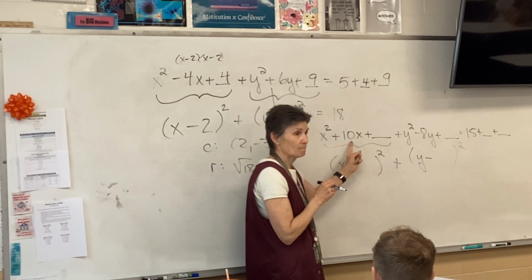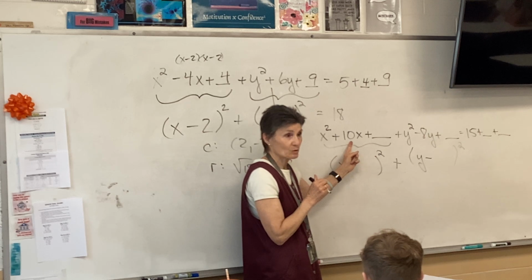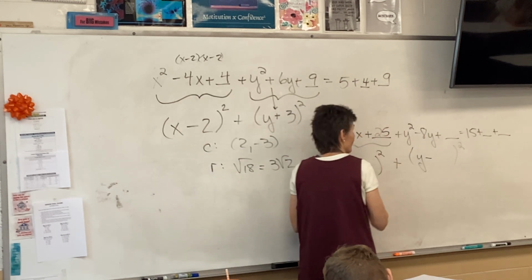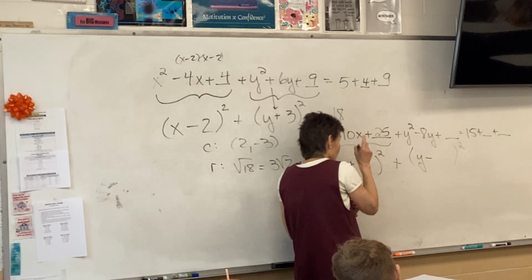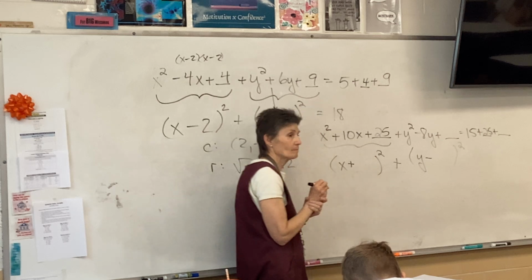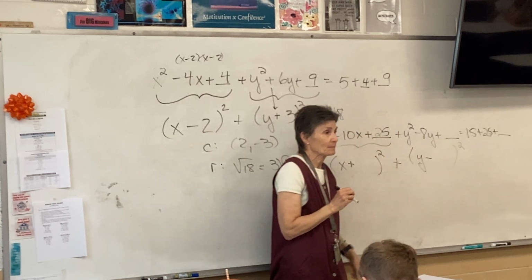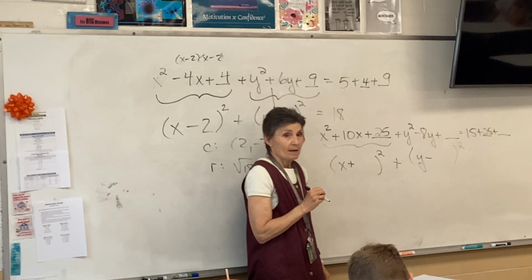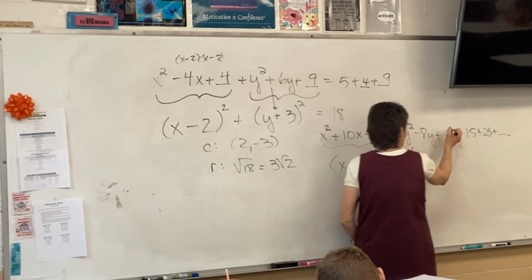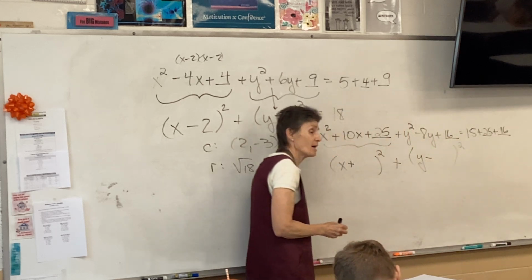We take half of 10, which is 5, and we square it, which is 25. And then that 25 also comes over here. All right, how do we fill that blank? Half of 8 is 4, squared is 16. Also over here, do not forget both sides.